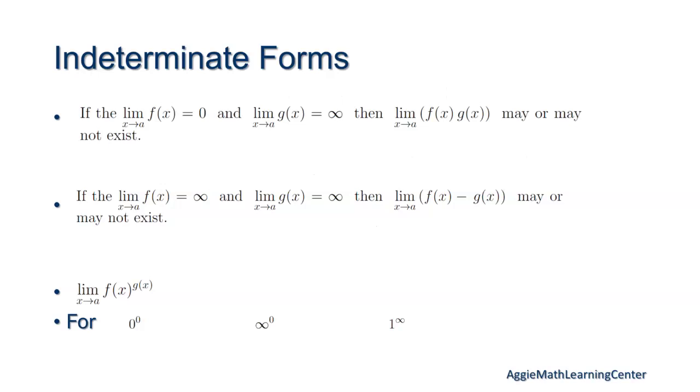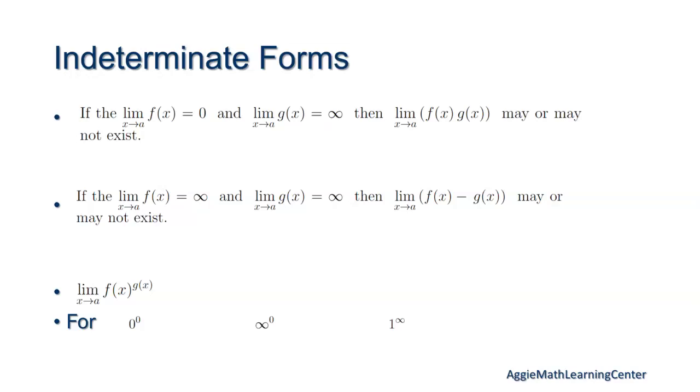And similarly, if our limit as x approaches a of f of x is equal to infinity, and the limit as x approaches a of g of x is equal to infinity, then the limit of f of x minus g of x may or may not exist, right?